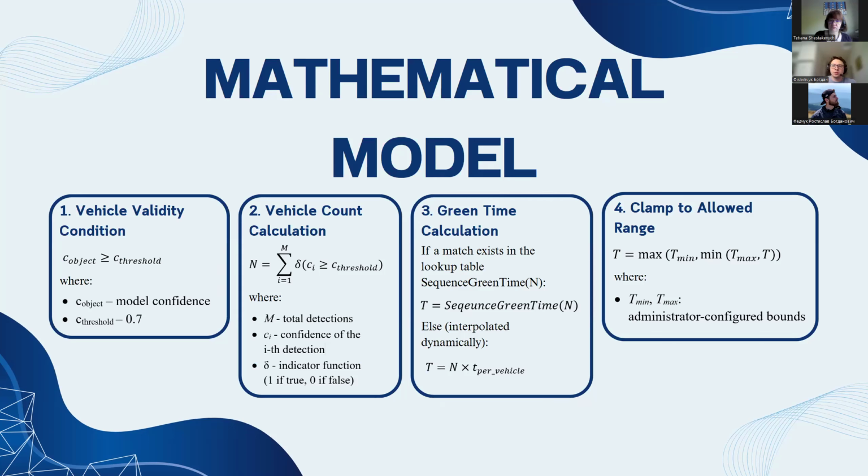Detection logic filters out unreliable outputs by applying a confidence threshold. Only objects detected with a confidence score of 0.7 or higher are considered valid. This improves the overall accuracy of the system. All valid detections within a video frame are counted, producing the real-time vehicle count that serves as an input for determining the green light duration. If this count corresponds to the value in the configuration table, that predefined duration is applied. If not, the system calculates the duration by multiplying the vehicle count by a standard time per vehicle parameter. To ensure the result remains within safe operating limits, the final green time is clamped between administrator-defined minimum and maximum bounds.